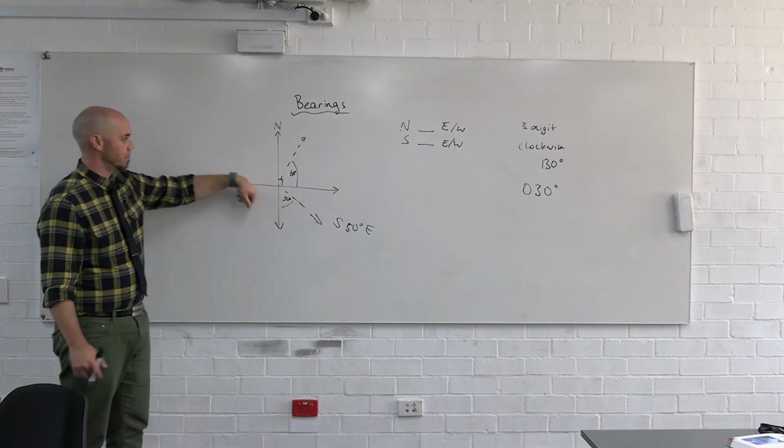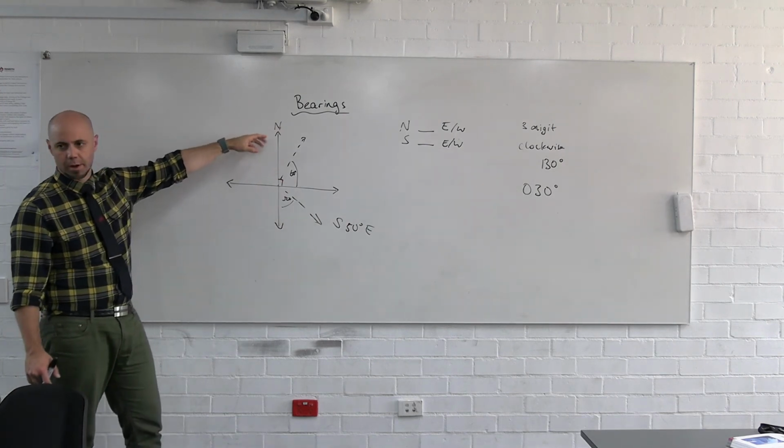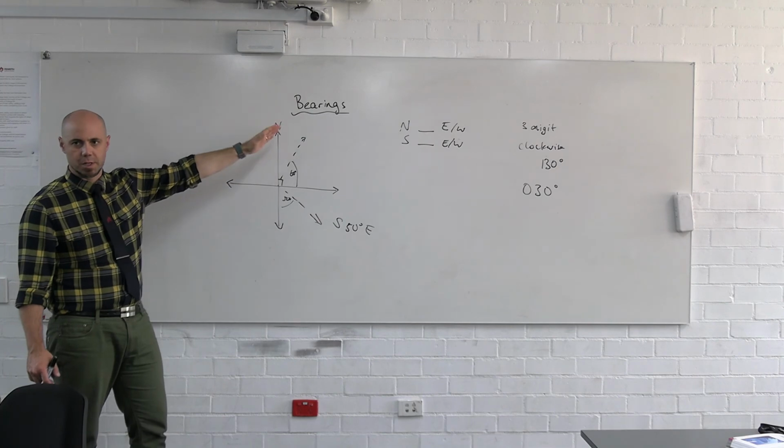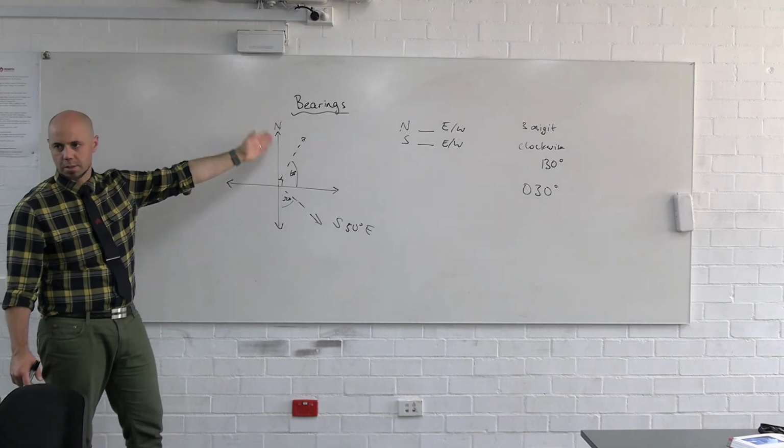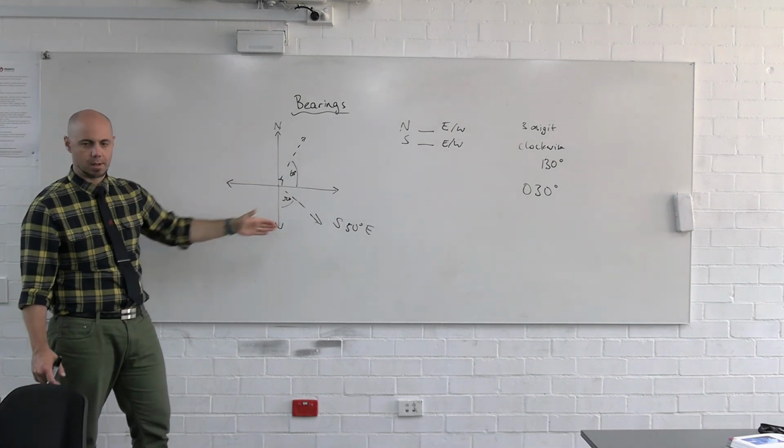Again, the biggest number you get to is 359.999 whatever. Once you get to 360, you wouldn't say 360, you just say 0 degrees. Any questions about bearings?